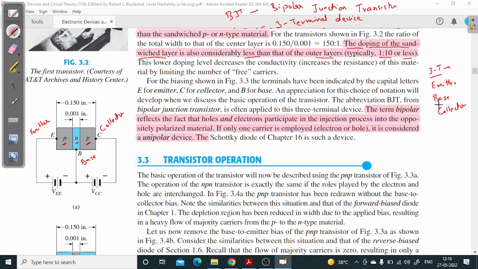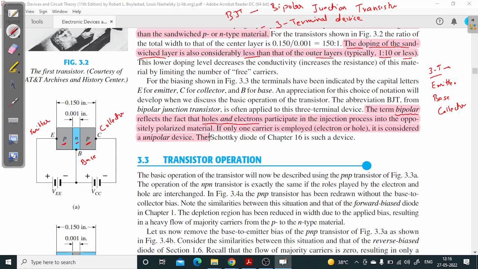And why is it called a bipolar transistor? So it's bipolar. Bipolar reflects the fact that holes and electrons participate in the injection process into the oppositely polarized material. That is, both types of charge carriers, that is holes and electrons, participate in the current flow.